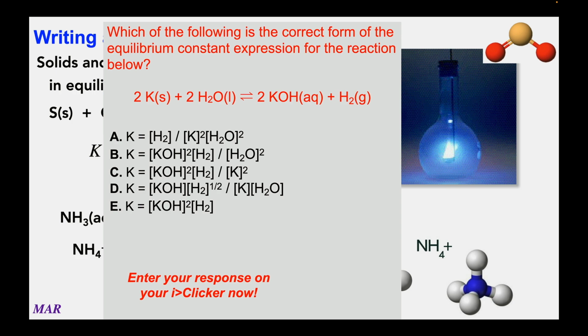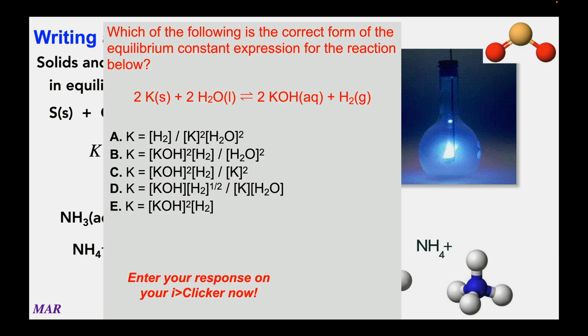So here's a reaction. We have potassium metal. Potassium is a solid, K solid, reacting with water to make KOH and H2, and you want to have the appropriate equilibrium constant expression. Well, the big punchline here, of course, is that you don't want to put solids and liquids in your equilibrium expressions, but aqueous parts and gases are okay.